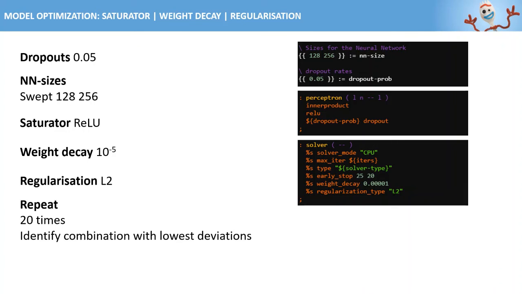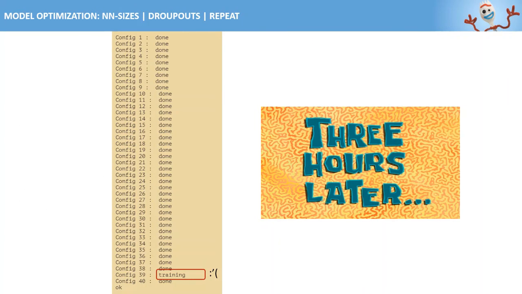Here, we also add a weight decay of 10 to the power of negative 5 and apply L2 regularization. To see how much the results deviate from each other, we repeat each of the configs 20 times. Due to a very busy server and time constraints, I'm unable to obtain the graphs. A lower loss and an even more linear scatter plot is expected here. We will then use the best configs in the final model.